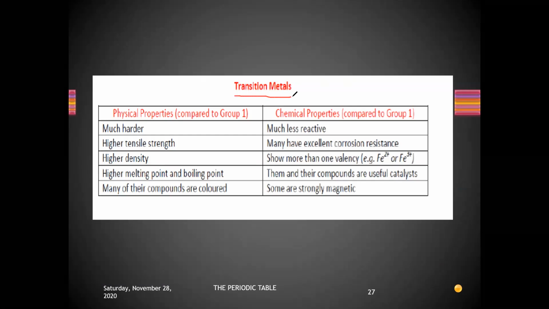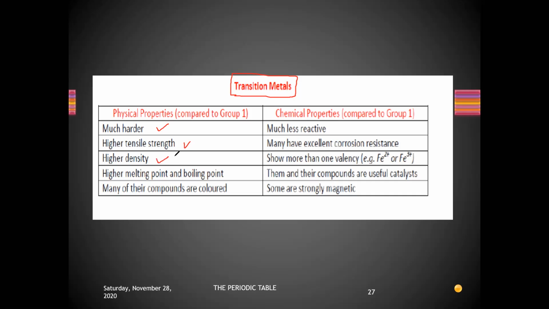What is the comparison? When we compare transition metals with group 1, when we compare the physical properties, transition metals are much harder. Group 1 or alkali metals, you can cut using a knife, but transition metals are harder. High tensile strength means you need a greater amount of force to break them. That's called tensile strength. A greater amount of force is required to deform them or change their shape, size, or length.